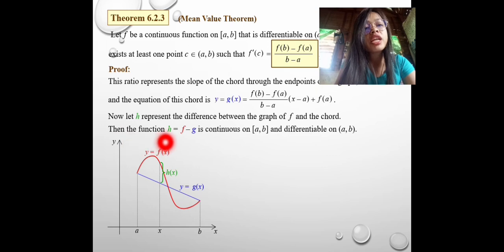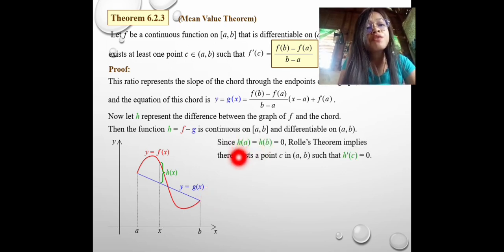Then the function h equals f minus g, which is continuous on [a, b] and differentiable on the interval (a, b). This is h of x, and the function f is this one, minus g, this one here.